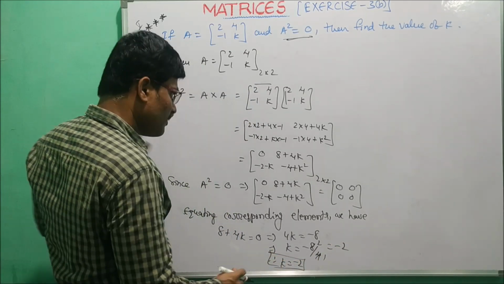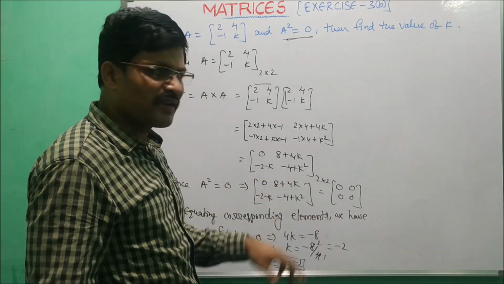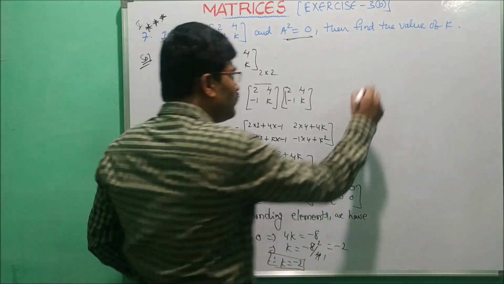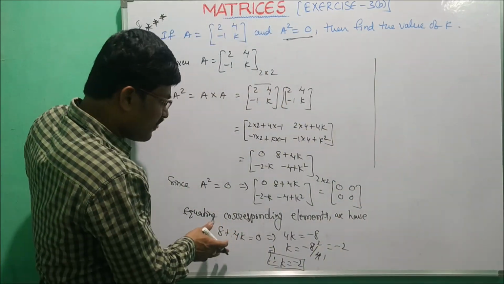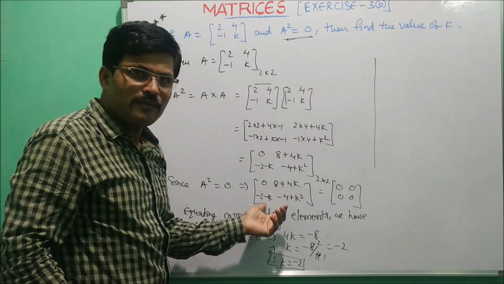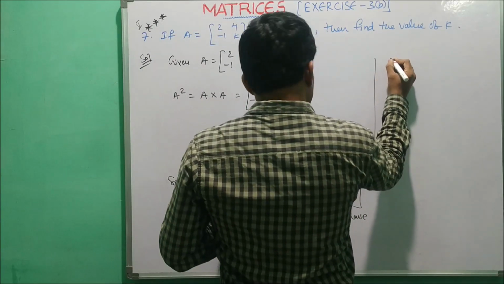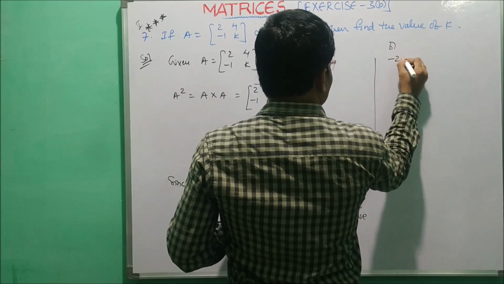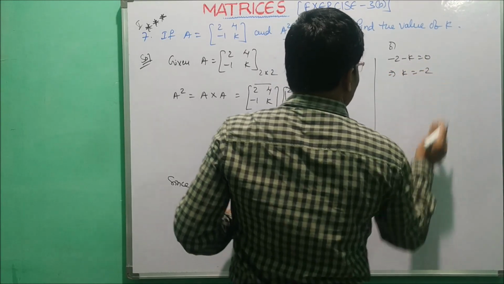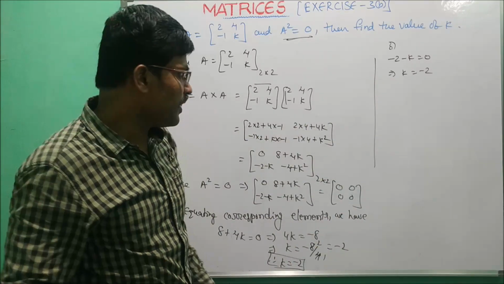Now we take the first row, second element. Also we take minus 4 plus k square, equal to 0. So this is the solution. Now here we check. Suppose we take minus 2 minus k equals 0, which implies k equals minus 2. In that also we get the value k equals minus 2.